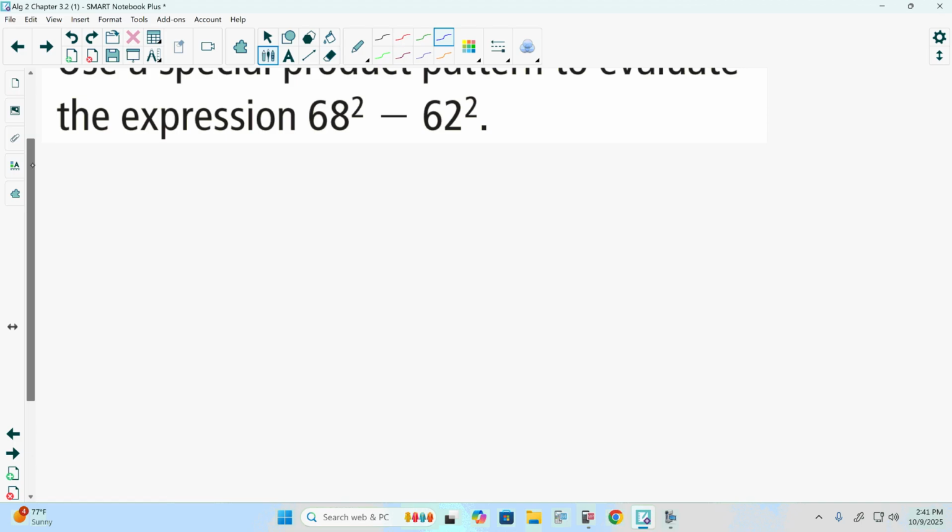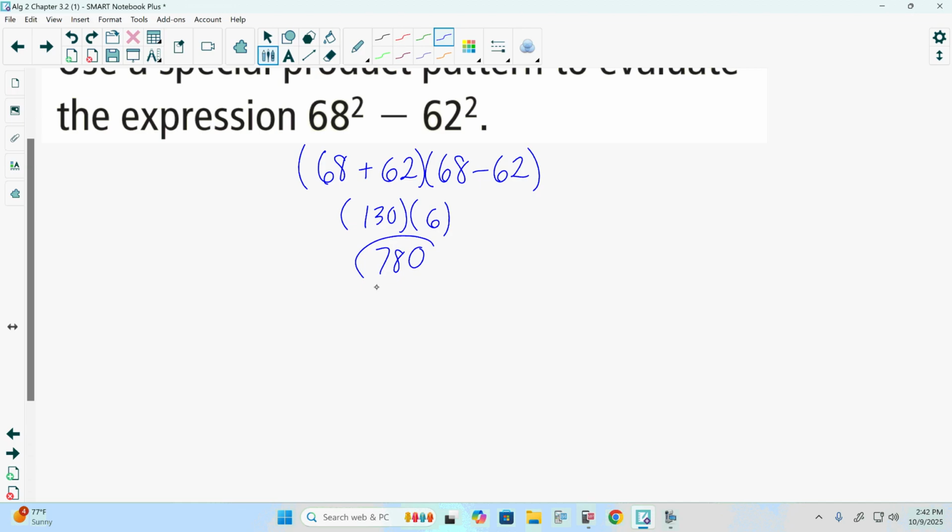68 squared minus 62 squared. So what would we do? We'd have 68 plus 62 times 68 minus 62. Well, 68 plus 62 is 130. 68 minus 62 is 6. So we're doing 130 times 6, which will be 780. Questions on this here?